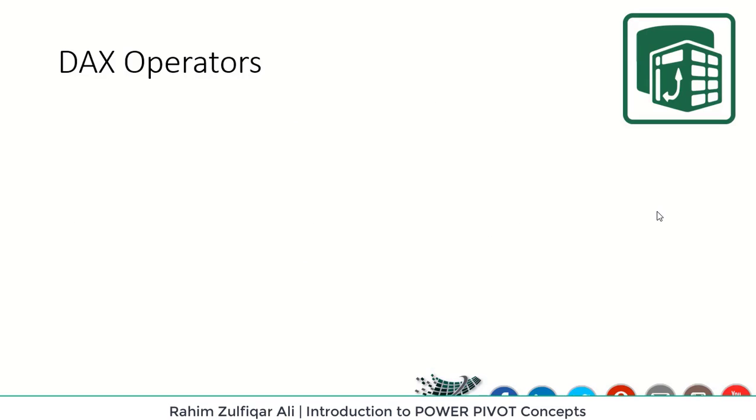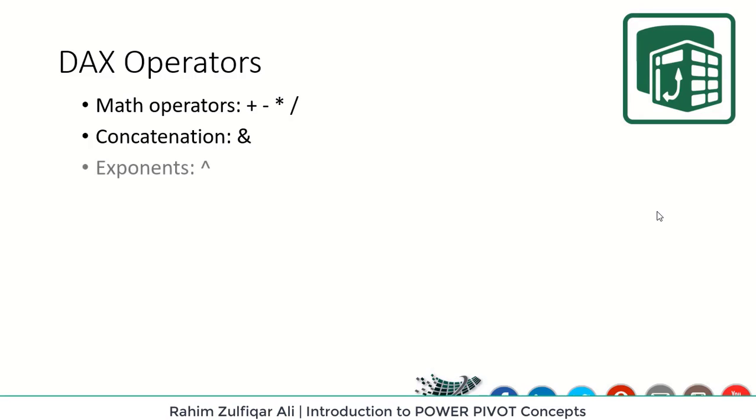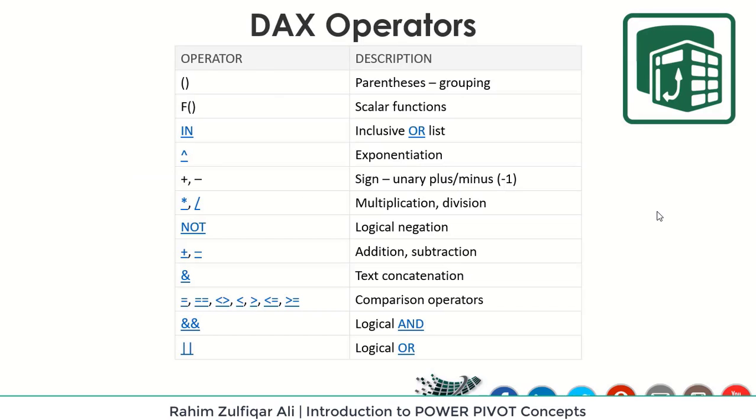Must be unique. Okay, so there are some DAX operators because we are learning this language. We need to go through what those operators are and what we need to care about. We can use math operators in DAX: plus, minus, multiplication, division, concatenation, which is the ampersand sign, exponents, and comparison: equal to, greater than, less than, greater than or equal to, less than or equal to. So these are some of the DAX operators, and there are more available.